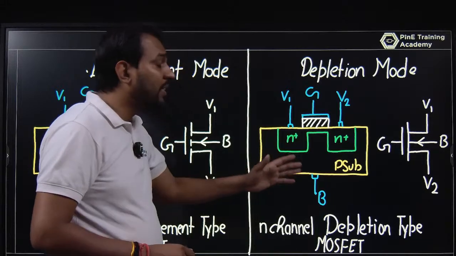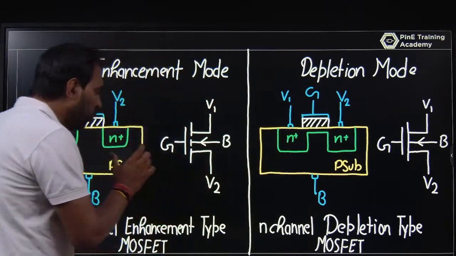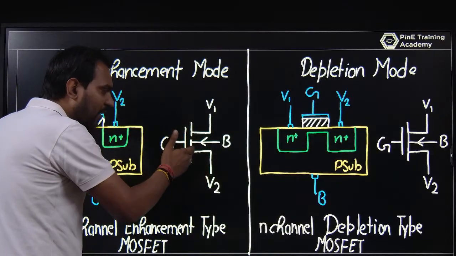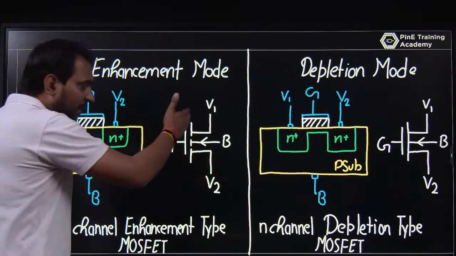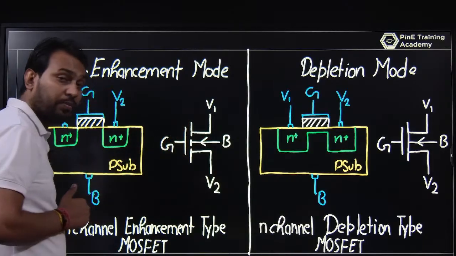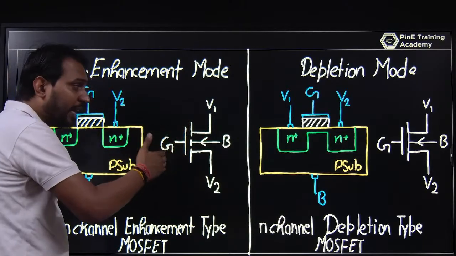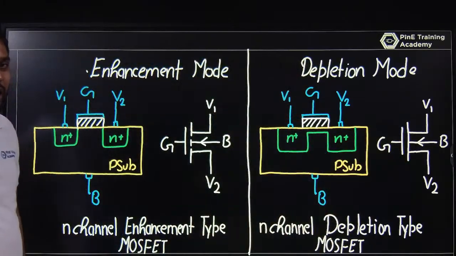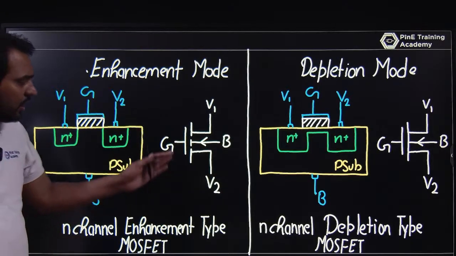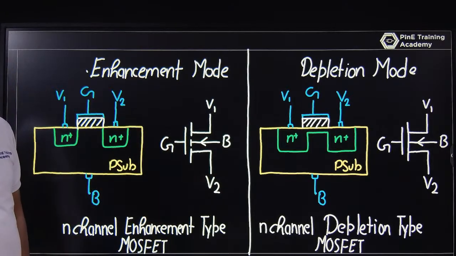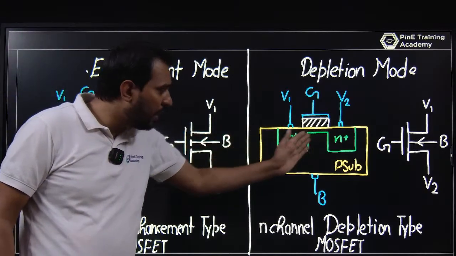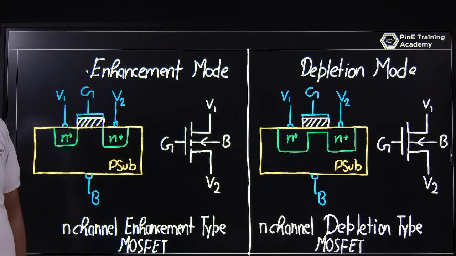So how can you understand it in terms of symbol? If you have an enhancement mode, the representation is like this, the channel is not found, so this is the way, dot dot dot. If you have a depletion type, the channel is already present. This is the way you represent the MOSFET. This one is enhancement or this one is depletion. And once you go to the cross section, the channel is already present or the channel is not present, that is called depletion or enhancement respectively.